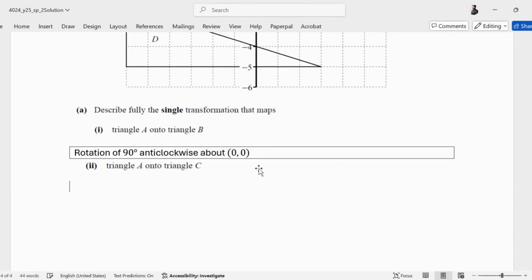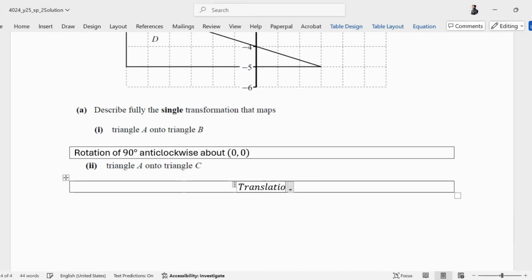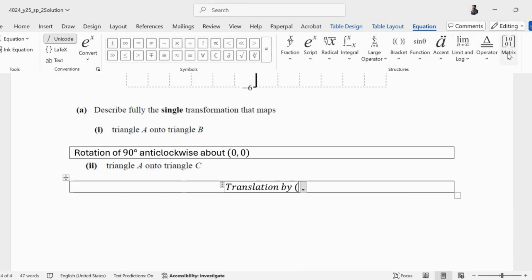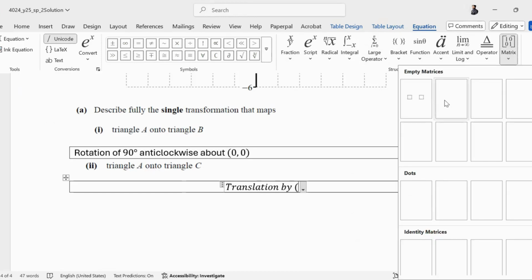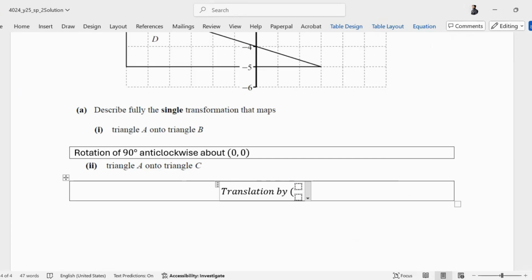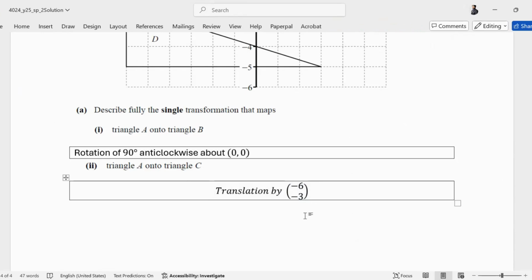So I'll write it as translation by, and I can just write the vector of translation, which is the movement in x and the movement in y. So the movement in x is -6 as I've gone to the left, and the movement in y is -3. You could have taken a rigorous method of using the object and the image coordinates and subtracting them to get your translation as well. But right now I'm focused on the easier methods to help you with the questions in the exam. Okay, next is the triangle A onto triangle D.